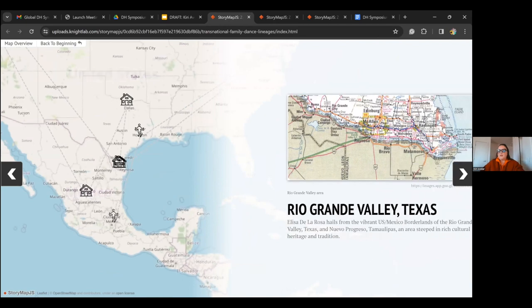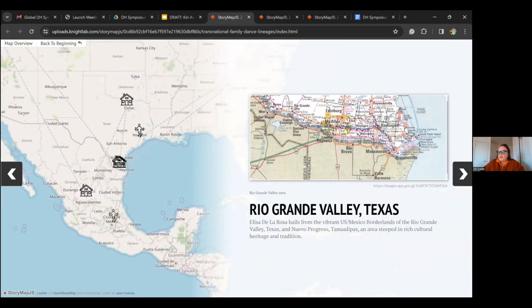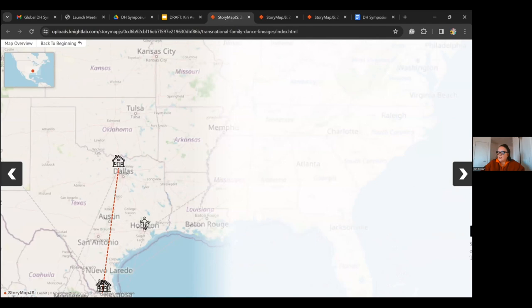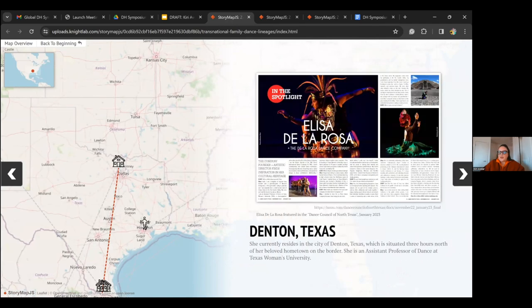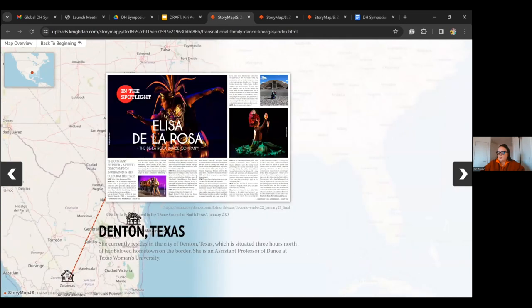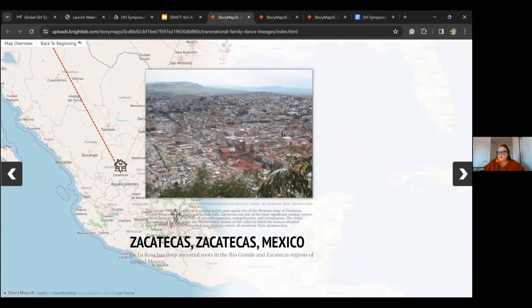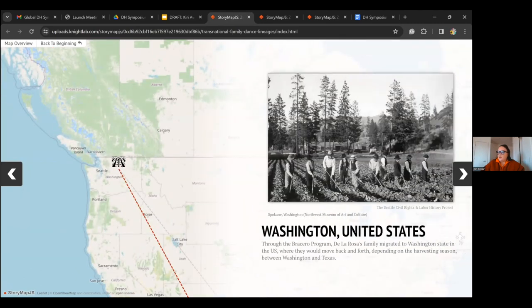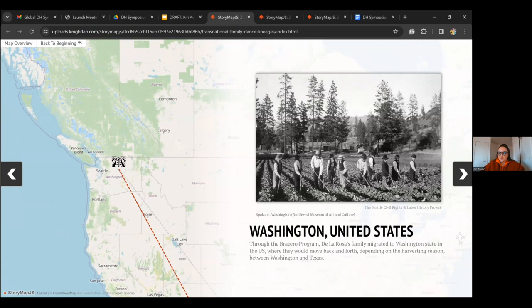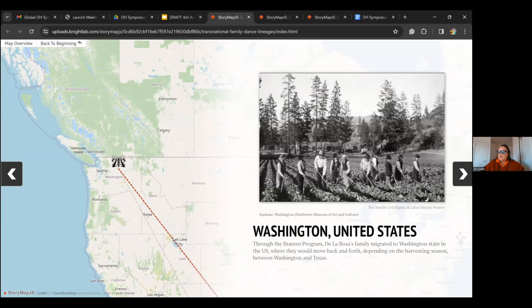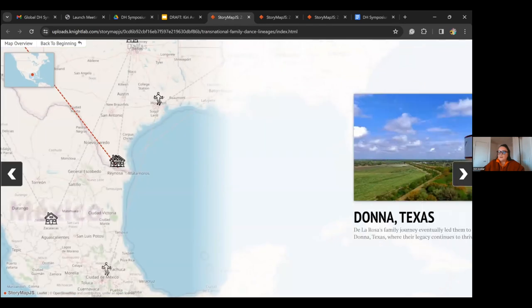Elisa de la Rosa hails from the U.S.-Mexico borderlands of the Rio Grande Valley, Texas, and Nuevo Progreso, Tamaulipas, an area steeped in rich cultural heritage and tradition. Currently residing in Denton, Texas, three hours north of her beloved hometown, Elisa has deep ancestral roots in central Mexico's Rio Grande and Zacatecas regions. Through the Bracero program, her family migrated to Washington State in the US, where they would move back and forth depending on the harvesting season between Washington and Texas. Ultimately, their journey led them to settle in Donna, Texas.